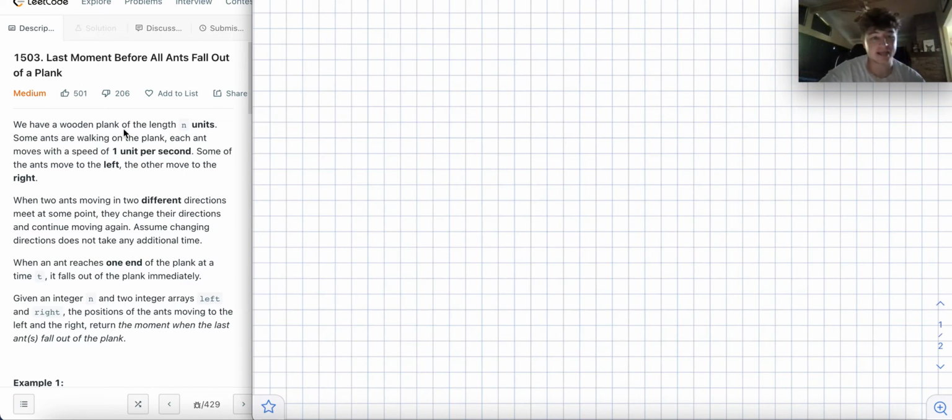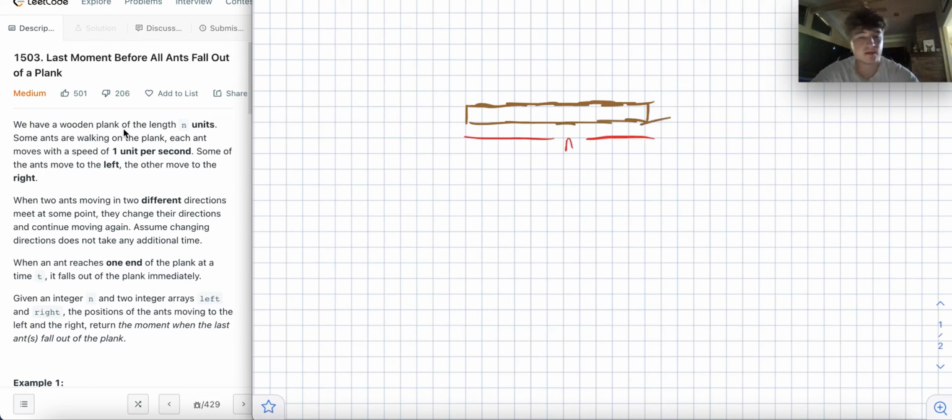We have the wooden plank of length n units. All right, so there's this wooden plank, and it's n units long, okay? So if we draw this plank out, I'm gonna draw a little plank on my screen here, and this thing has n units. So what that means is that the length of this thing is n, right? So whatever n is, which is provided, that is the length of this corresponding plank, okay?